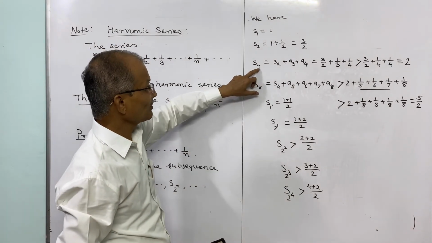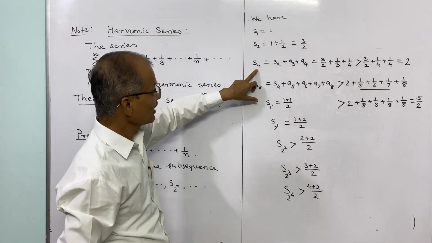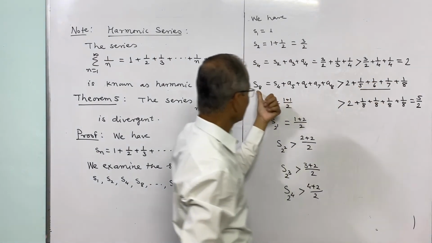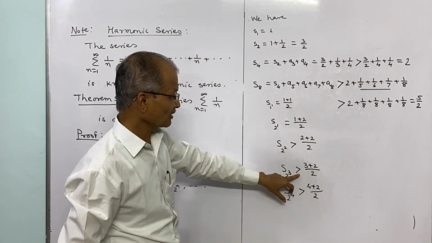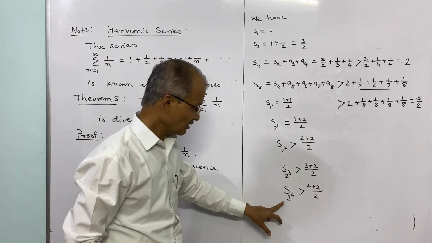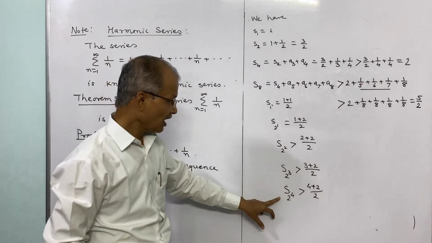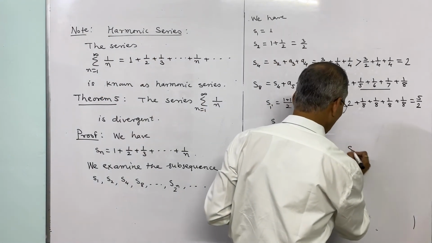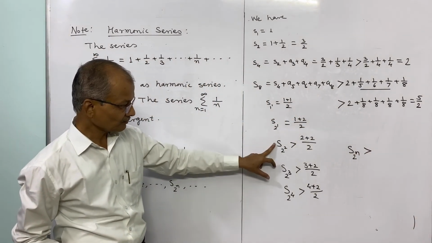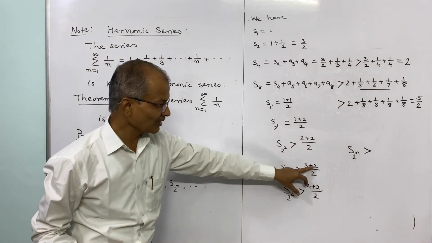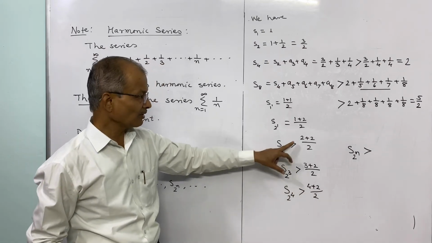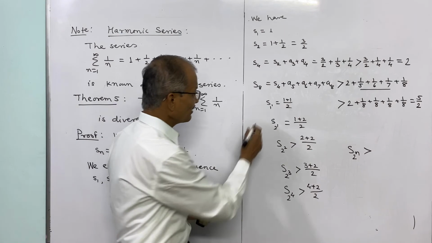So each term is of this form. And you observe from the fourth term, S4, S2 square is greater than 2 plus 2 divided by 2, that is 2. S8, that is S2 cube, is greater than 3 plus 2 divided by 2, that is 5/2, which is the same. And what will be in general? In general, if I write S to the power n, by observation, here is third power, we have written 3 plus 2 divided by 2. Fourth power may be written as 4 plus 2 divided by 2, second power 2 plus 2 divided by 2. All we have verified up to this.